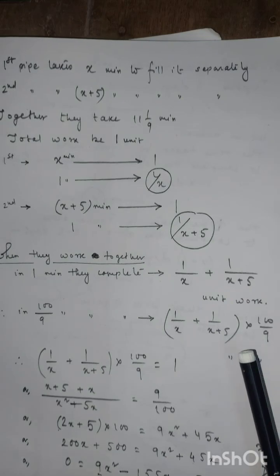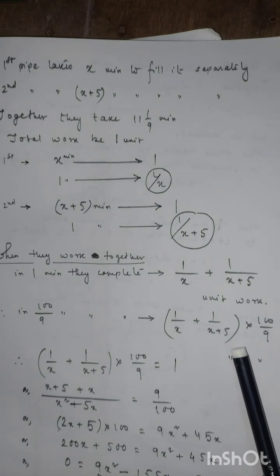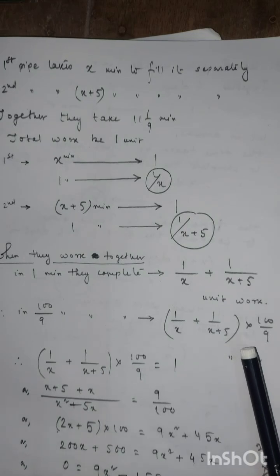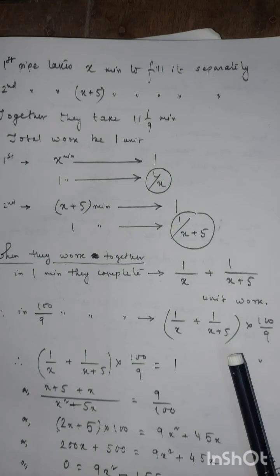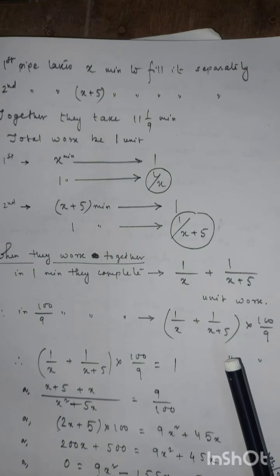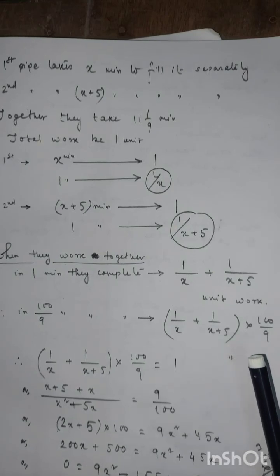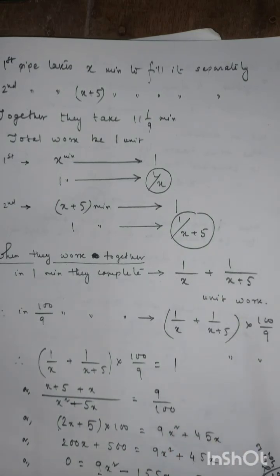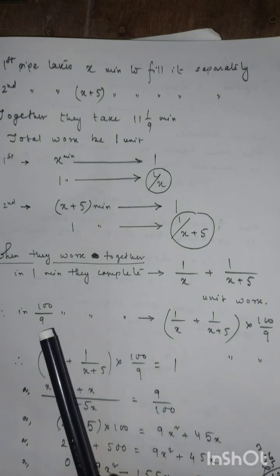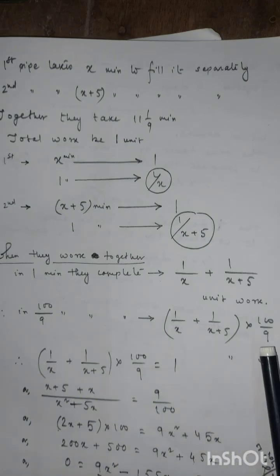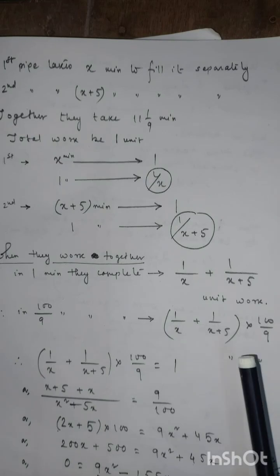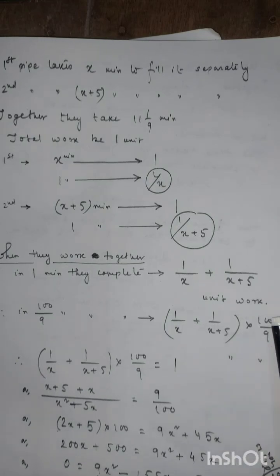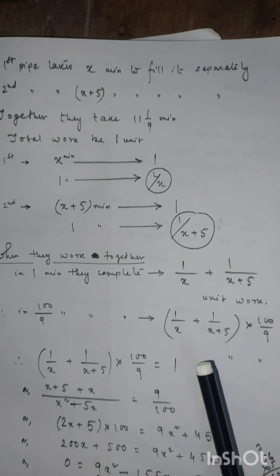So when pipe 1 and 2 work together, they are both working, then in 1 minute they complete this much work. In 100 by 9 minutes they will complete this much of work. This is clearly understood. Now we know in 100 by 9 minutes they complete the full reservoir.